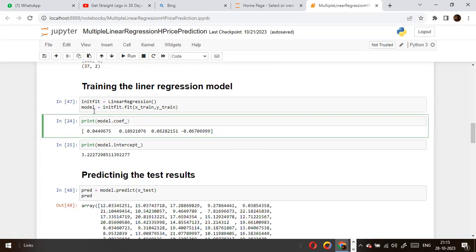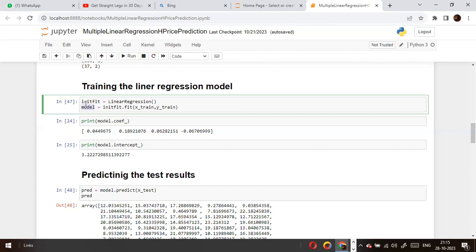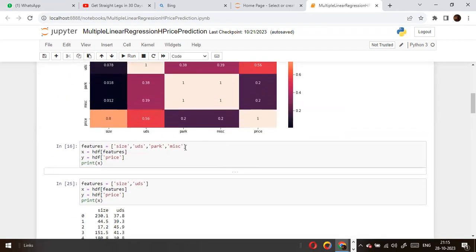And the next line, model dot coef_. Now my linear regression model is nothing but model. You can give any name, but here I have given model. The coef_ gives you the beta coefficients, the slope for all the independent variables: the size, UDS, Park, MISC. When we discussed simple linear regression, we discussed only one slope, right? Because in simple linear regression, we used only one independent variable.